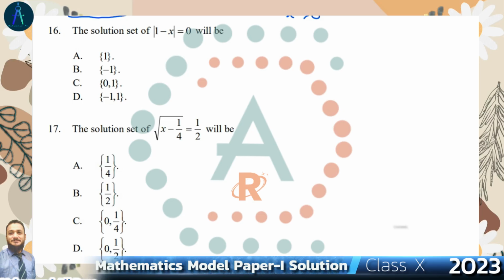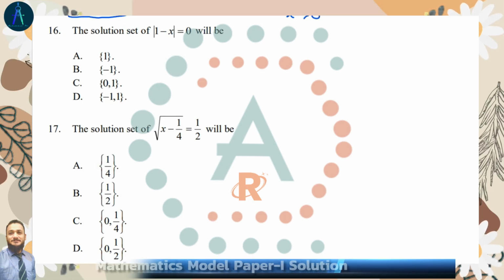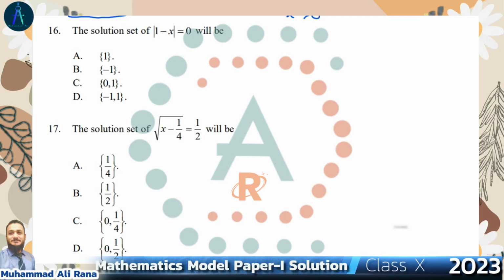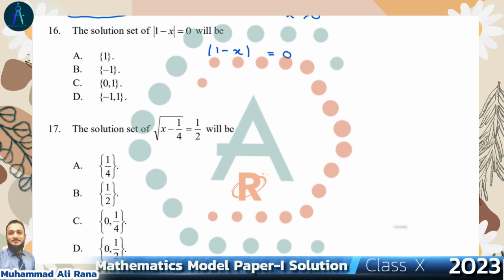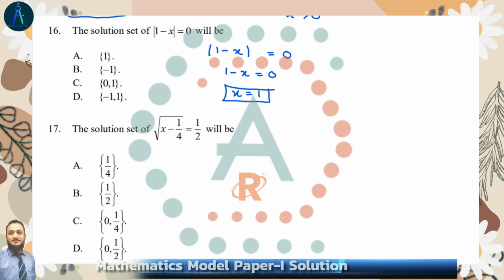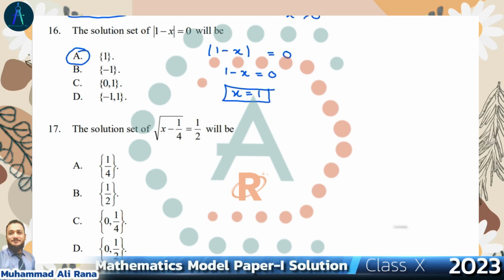The solution set of modulus 1 minus x will be equals to. So let's solve this modulus equation. Modulus 1 minus x is equal to 0. Solve करते हैं by opening the modulus. So 1 minus x will be equals to 0. So x will be equals to 1. So the right answer is option A.